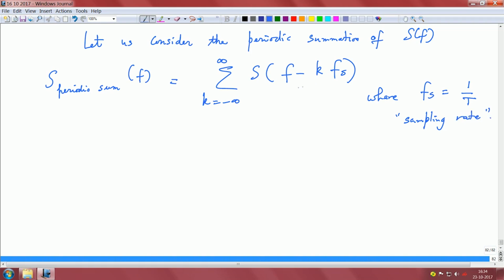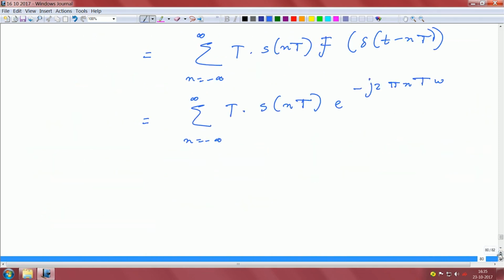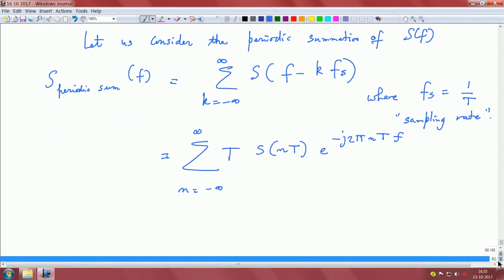And you can interpret when k equals 0, it is a baseband, right. Now this is written in the form sum over n equals minus infinity to plus infinity of T times s of nT e to the power minus j 2 pi n times capital T times f. We saw this in the last step when we derived it, right. We started off with a periodic sum, and then we interpreted how we can write it in this form. If you just go 2 slides back, this is exactly the formula, right. So we write it in this form.